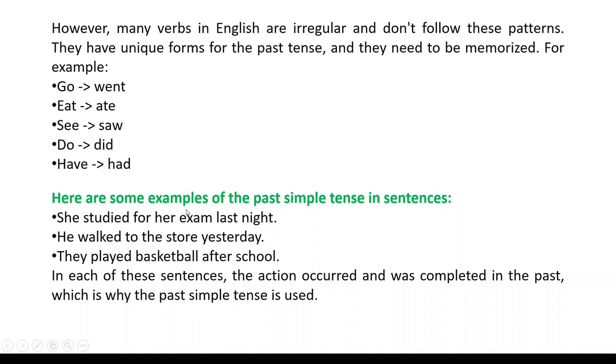Here are some examples of the past simple tense in sentences. She studied for her exam last night. He walked to the store yesterday. They played basketball after school. In each of these sentences, the action occurred and was completed in the past, which is why the past simple tense is used.